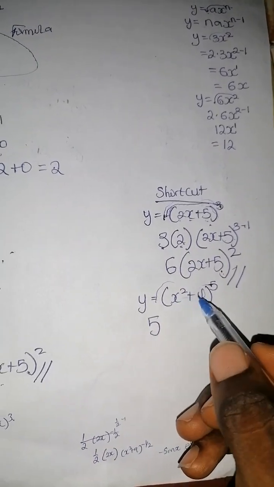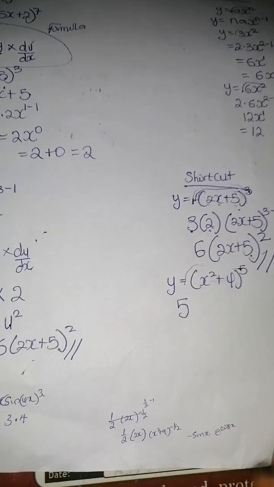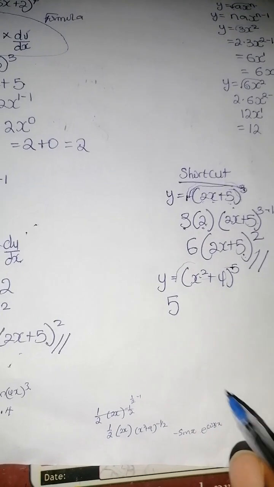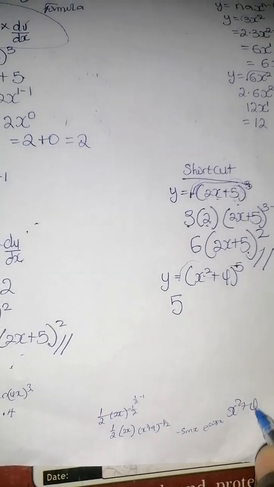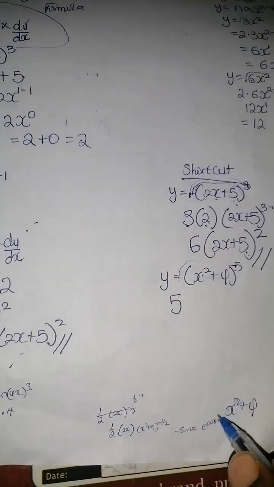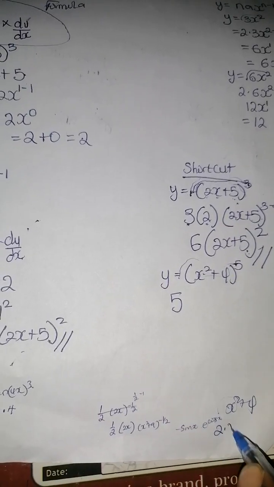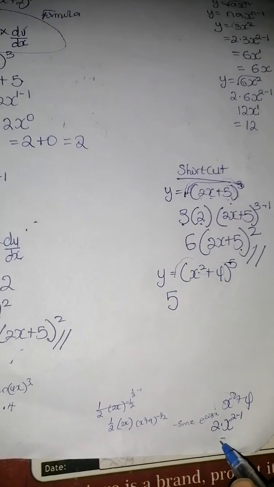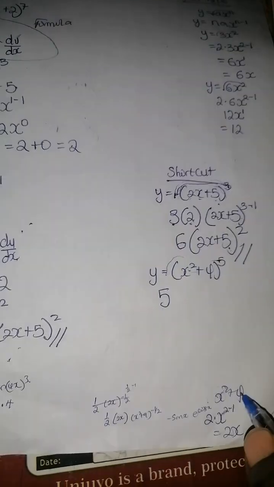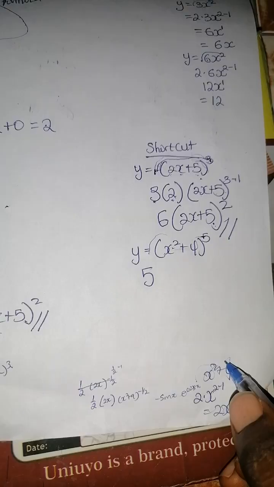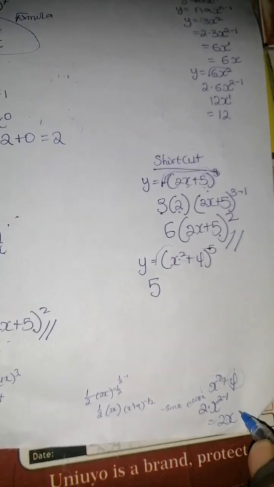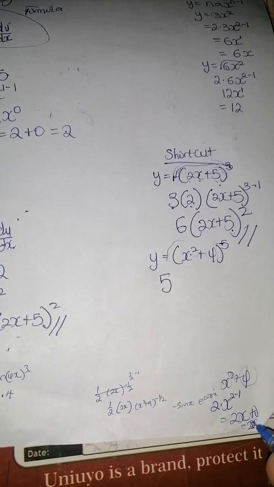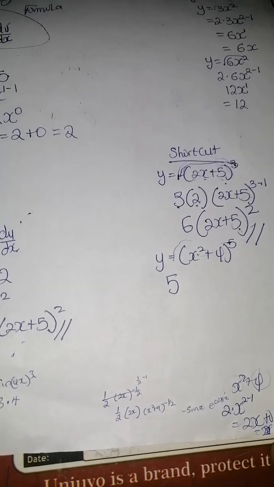Differentiate the inside. Now, once you want to differentiate this, what will you have? Use the power rule. The power rule, like I told you, if you have x squared plus 4, remember your 2 comes front. 2 times x raised to power 2 minus 1 is 2x. Of course, I told you that if you differentiate a constant, you have 0. So you still have 2x.